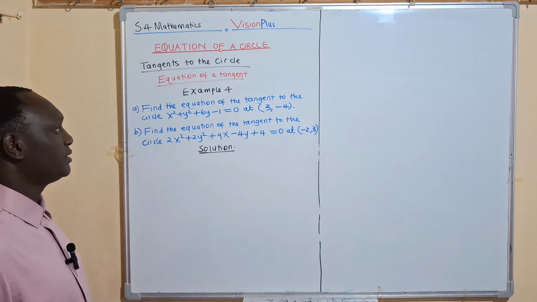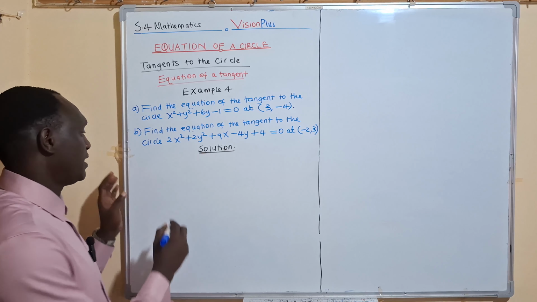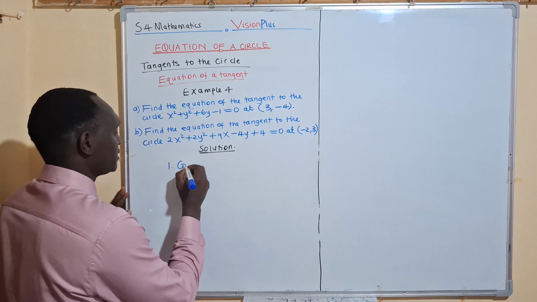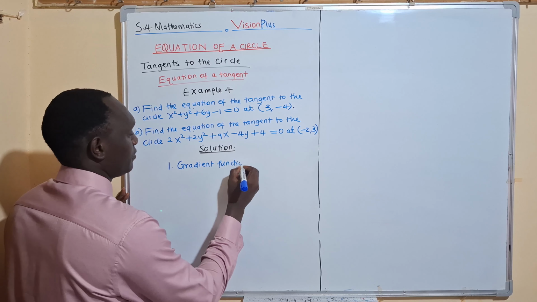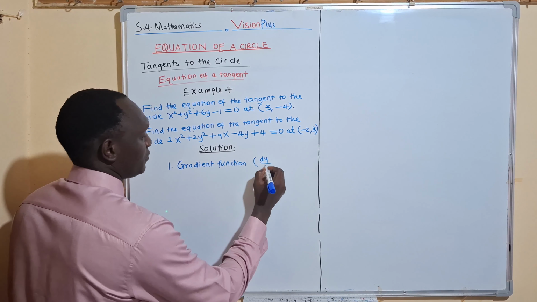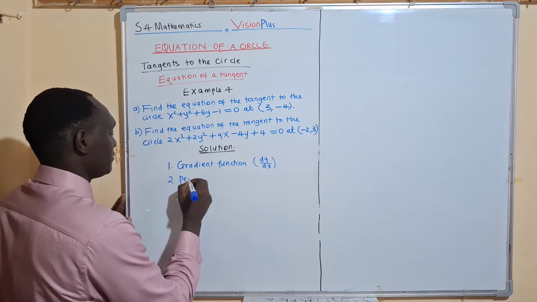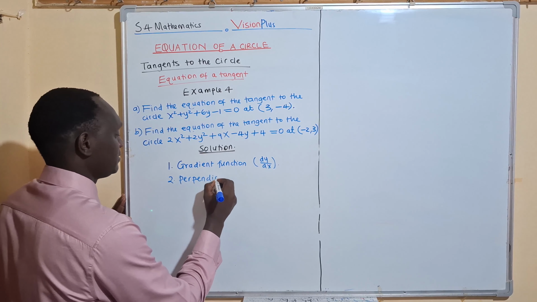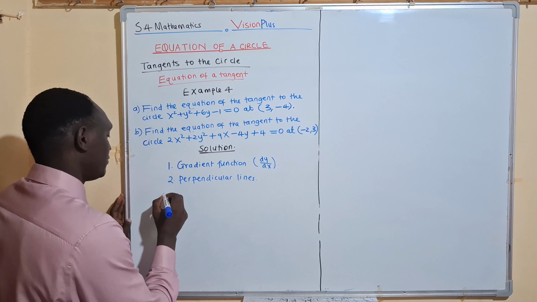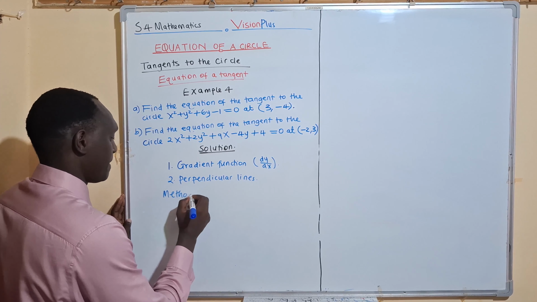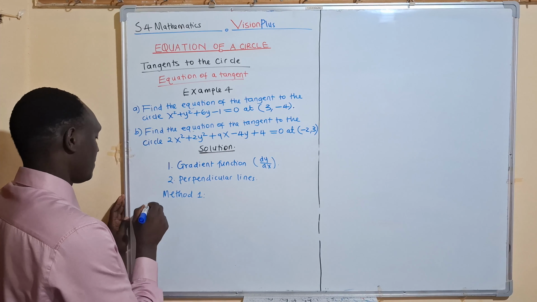We are looking at the equation of the tangent to a circle. Example 4. We are going to solve example 4 using two methods. The first method is what we call the method of the gradient function, where we simply need to find dy/dx. Method 2 is the concept of perpendicular lines. So let me begin with method 1, and we are going to solve part A using method 1.